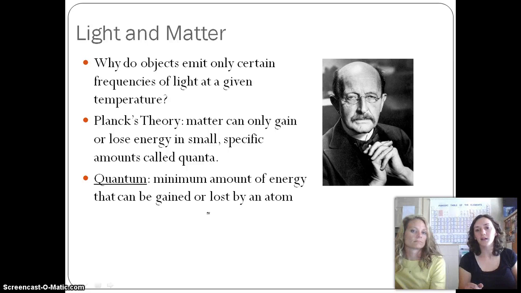Planck's theory, this is Max Planck, by the way, says matter can only gain or lose energy in small, specific amounts called quanta. So a quantum is the minimum amount of energy that can be gained or lost by an atom. So it only gains it in increments.